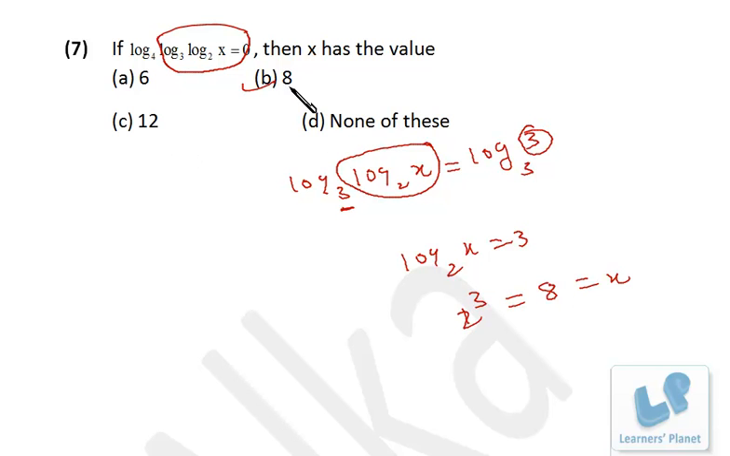Instead, if you wish, you can go by backward approach also. If you choose 8, log 8 to the base 2 will be 3, log 3 to the base 3 will be 1, and log 1 to the base 4 will be 0. Log 1 is always 0. So that's also satisfying, okay?